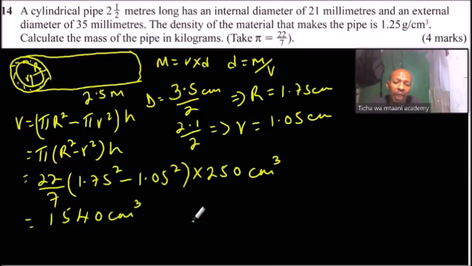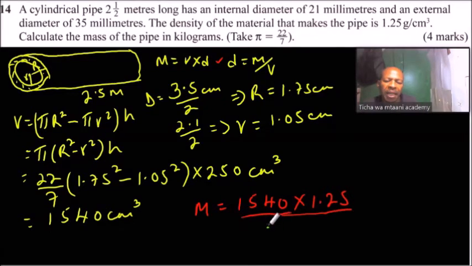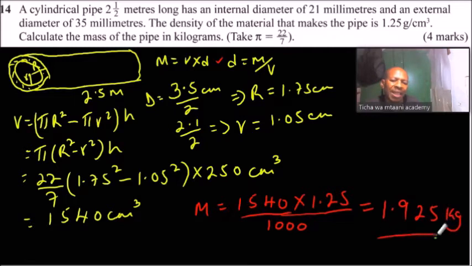Now you have the volume, so what we need is the mass, and we had said mass is equal to volume times density. So this is 1540 multiplied by 1.25, that is the density given here. That will give you mass in grams. You divide by 1000 to convert that grams into kilograms, and now you use your calculator. You get the mass is 1.925 kilograms. So that is how you work out that question, and you get yourself 4 marks.